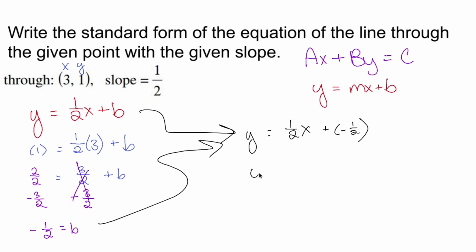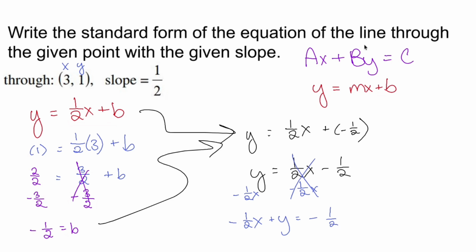So let's write that out one more time. y equals 1/2 x plus a negative, which means minus 1/2. Now I need to make this look like standard form, and you have x and y both on the left. I can't have that, so let's subtract 1/2 x from both sides, and that'll eliminate the x from the right. Negative 1/2 x and positive y don't combine, so I have negative 1/2 x plus y equals negative 1/2.